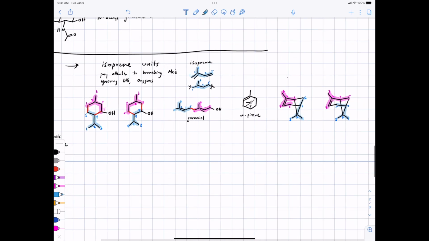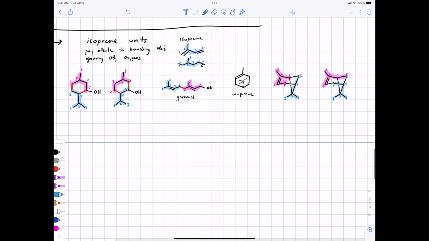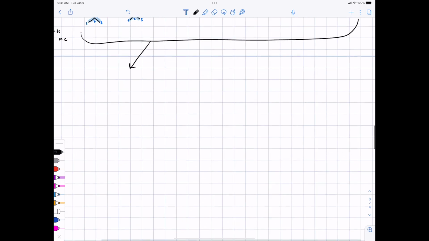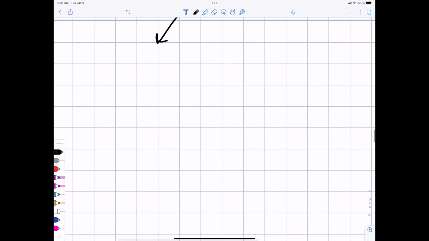Why are we worrying about all of this? Well, all of these natural products come from one precursor. All of them come from the following precursor, which is called geranyl pyrophosphate.